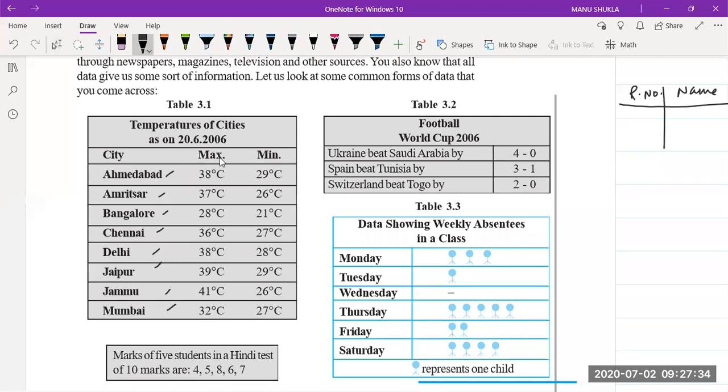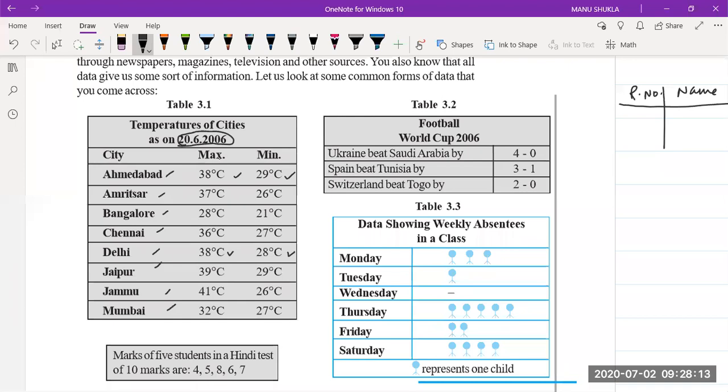Now see, what I've done is, in Ahmedabad, maximum temperature on which date? 26, 2006. On this particular day, the maximum temperature was 38 degrees Celsius and the minimum temperature was 29 degrees Celsius. Similarly, in Delhi, 38 and 28. Now, can you tell me, class, which city had the hottest day on this date? Which city was hottest? I am asking hottest.